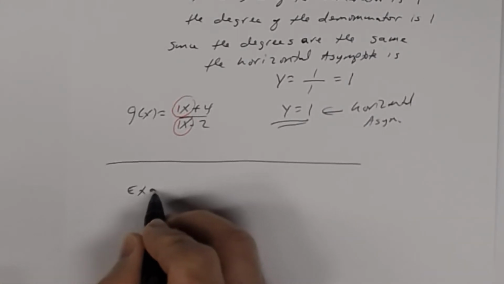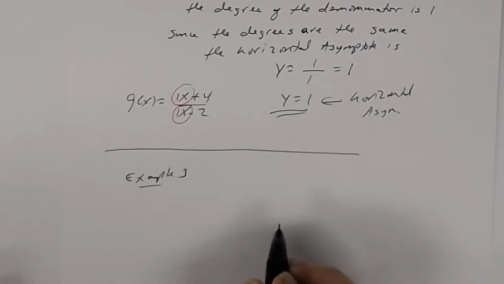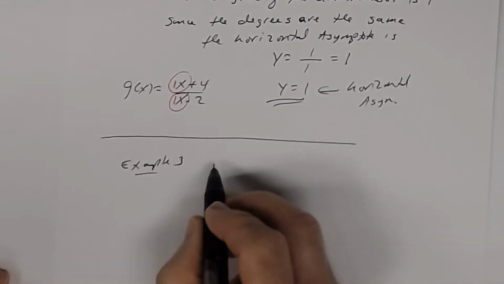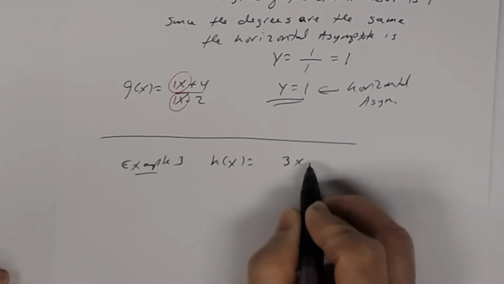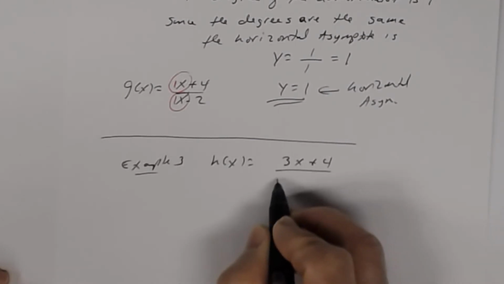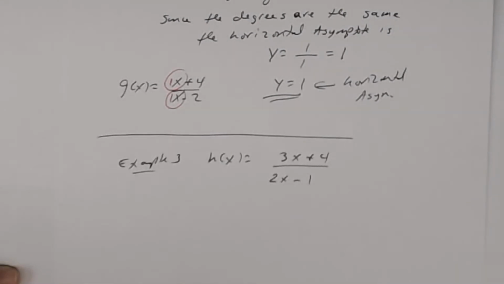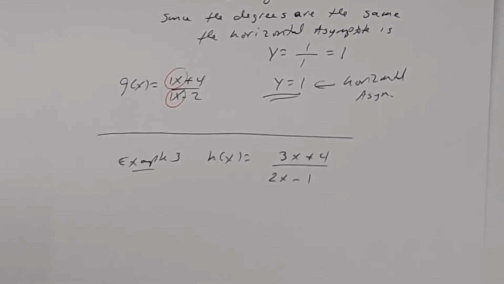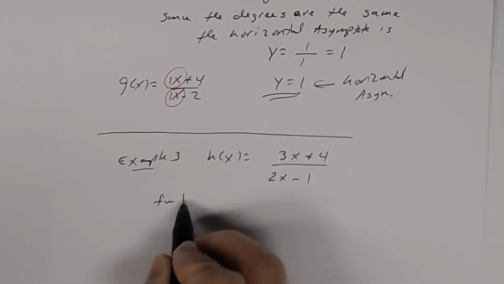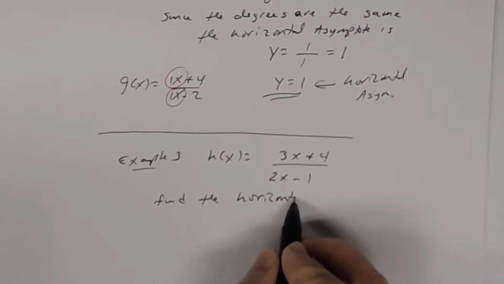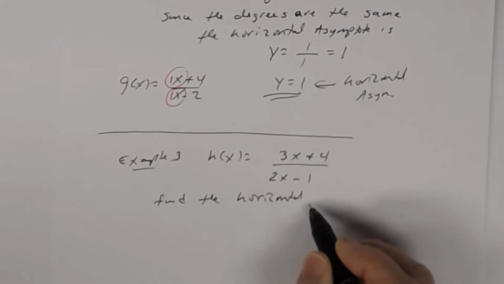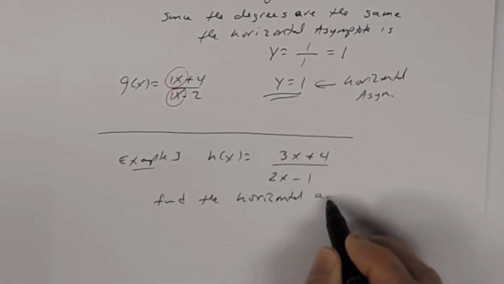Let's write this as example 3. Without looking at a graph, let's say this is h of x equals 3x plus 4 divided by 2x minus 1. Let's just say that, okay? And so you want to find the horizontal asymptote, if any. It doesn't necessarily have to have one. You're going to see one in a little while, but let's find the horizontal asymptote.